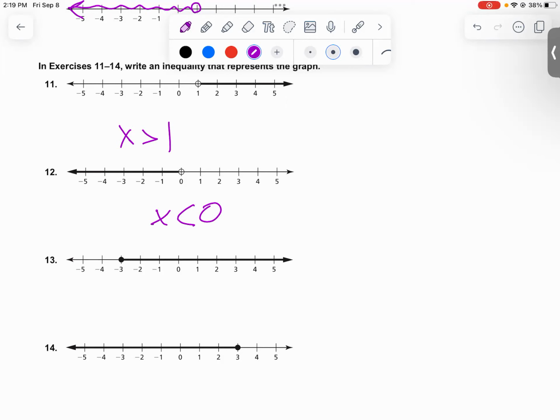Okay, x is greater than 1, x is less than 0. What I need you to make sure is, if x isn't on the left, if you wrote it the other way, then the alligator needs to be eating the 0. Okay?